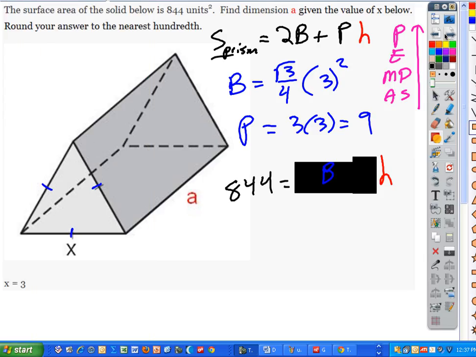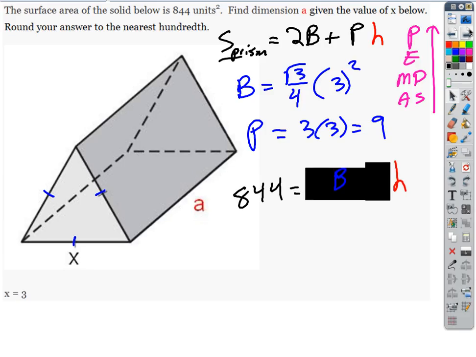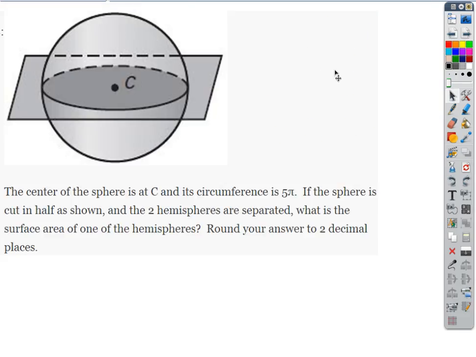Okay, this one isn't really a big deal. I know why people miss this one. Looking at the answers, it's pretty obvious. People miss this one because they didn't add one of the surfaces. Now, let's read this question. The center of the sphere is at C, and its circumference is 5 pi. So what does that do for us if we know the circumference? We can find the radius. We need the radius in order to find the areas of the surfaces.